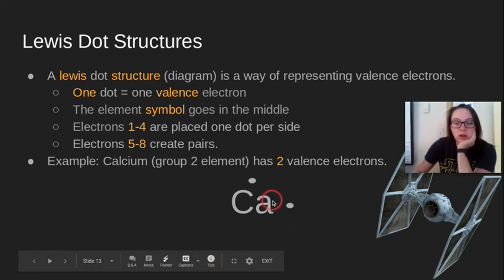Imagine there's a box around calcium, and this box is where the electrons are going to go. So I'm not going to put an electron over here on the corner or over there. They just go on the sides. Now this only has 2 valence electrons, so they're placed 1 dot per side. 1, 2. Let's look at an example where we have more than 4 and they actually have to pair up.